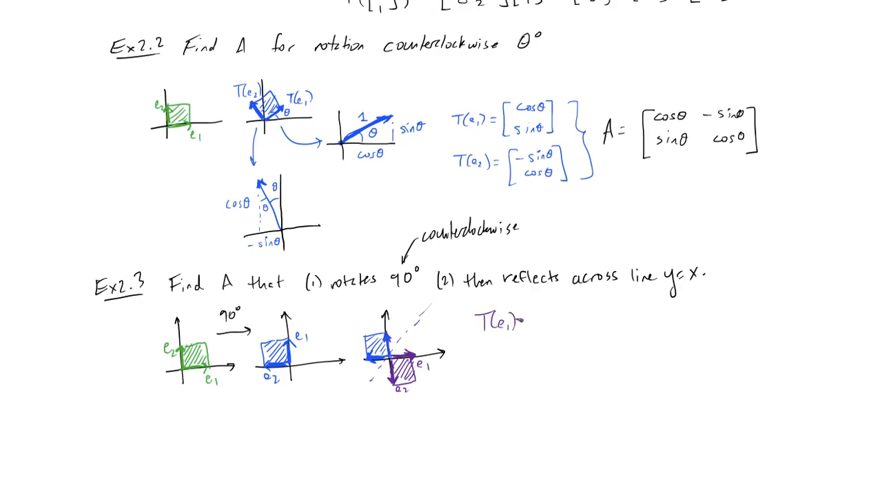So TE1, its final location is 1, 0. And TE2, the final location of E2, is 0, negative 1. And so my standard matrix, which we call A, is going to be 1, 0, 0, negative 1. And if I take any vector and multiply by this matrix, it'll do these two operations, rotation and then reflection, in this order.